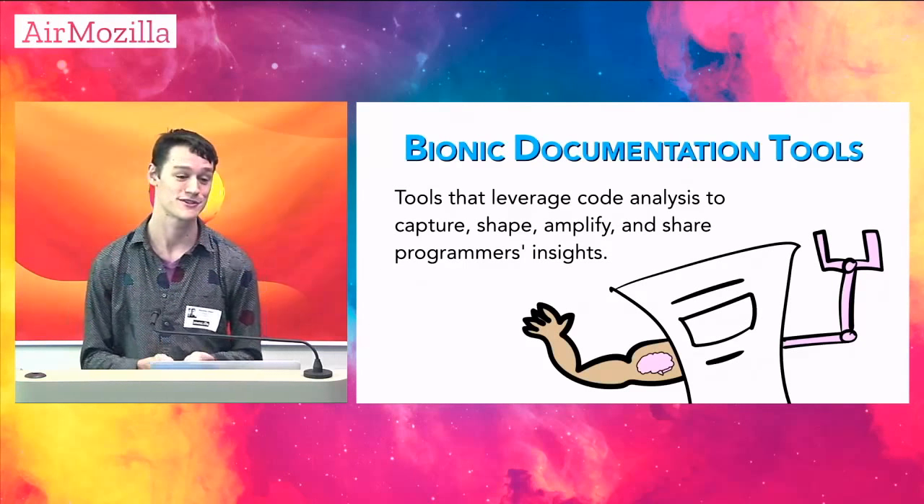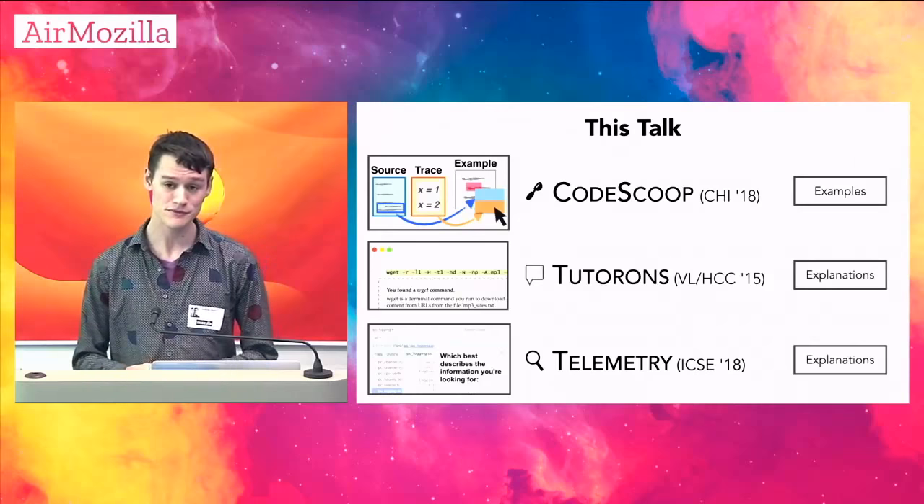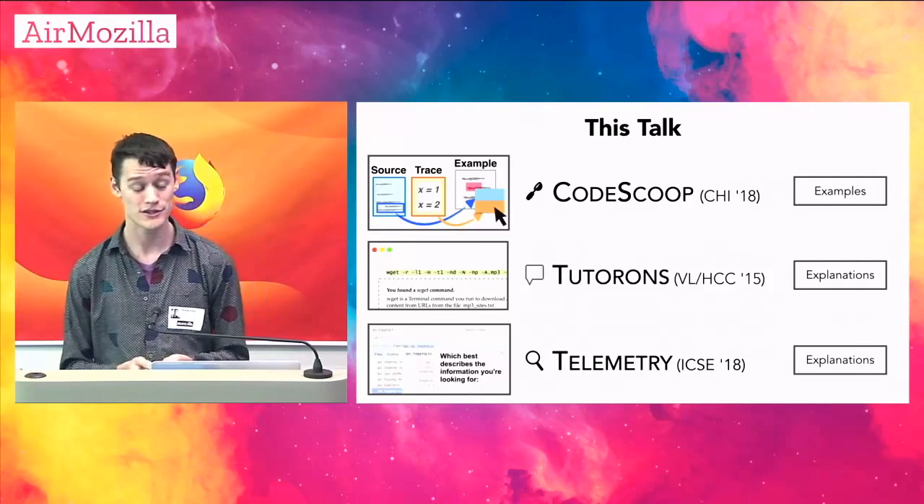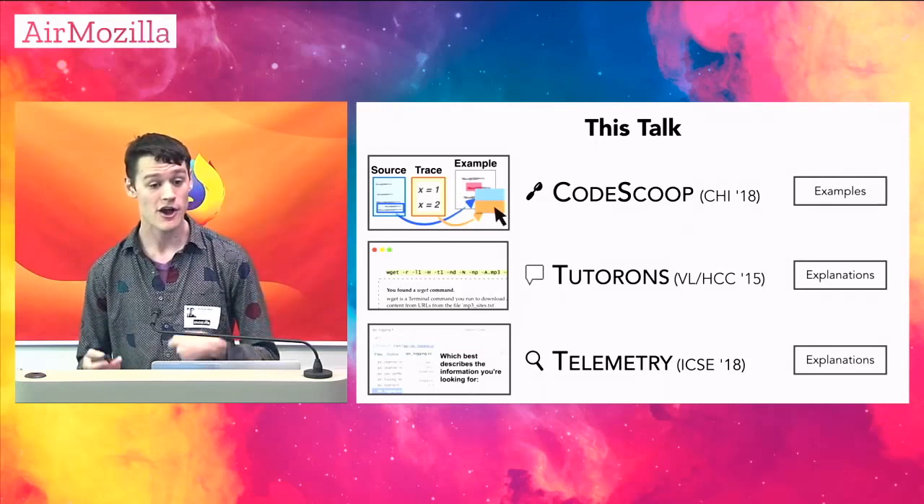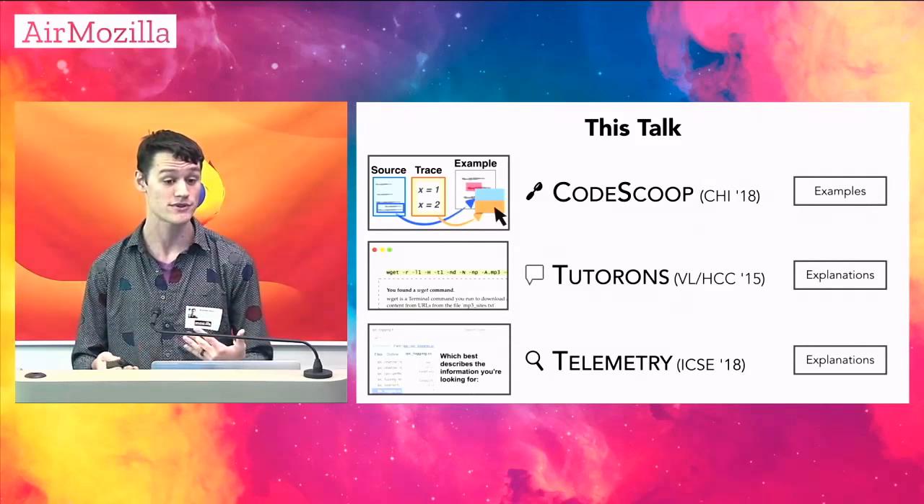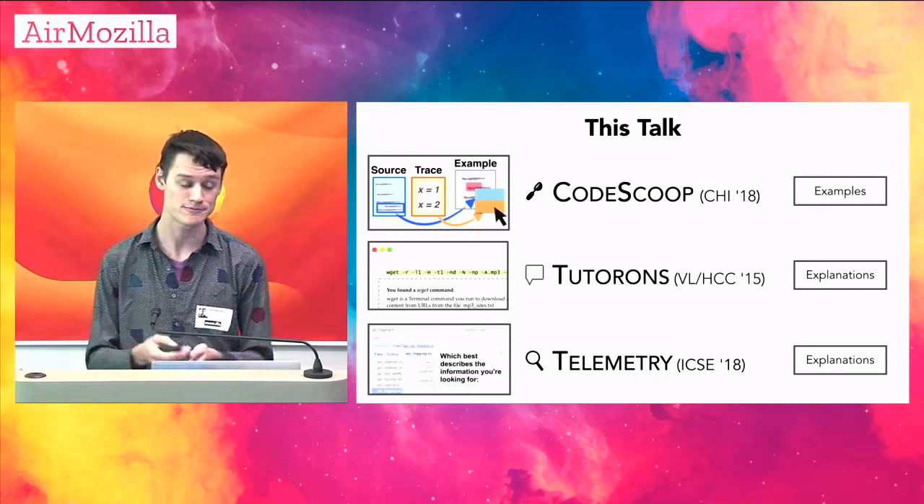In this talk, I'm going to talk about 3 different projects that I've worked on during my PhD research that are aimed to help programmers share examples and explanations of code with each other. The first of these is called CodeScoop. And it's an intelligent assistant that plugs into your editor that helps programmers extract examples that are tailored to a specific audience out of their own tangled code.